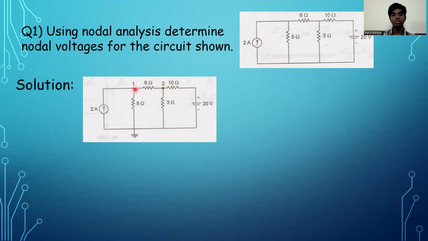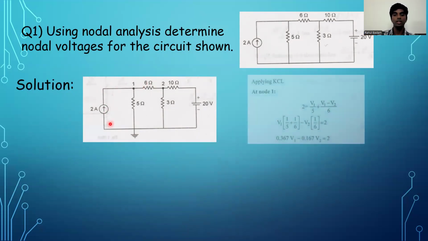Now, since current flows from higher potential to lower potential, the outgoing current is taken as positive during the nodal analysis, and the incoming current is taken as negative. Here, since there is a 2 ampere current source, this current flows into node 1, and hence 2 ampere is taken to be negative or on the left hand side. Now, applying KCL at node 1, we get 2 is equal to V1 by 5 plus (V1 minus V2) by 6. V1 minus V2, because V1 is considered to be of highest potential. Now, simplifying, we get 0.367 V1 minus 0.167 V2 is equal to 2.